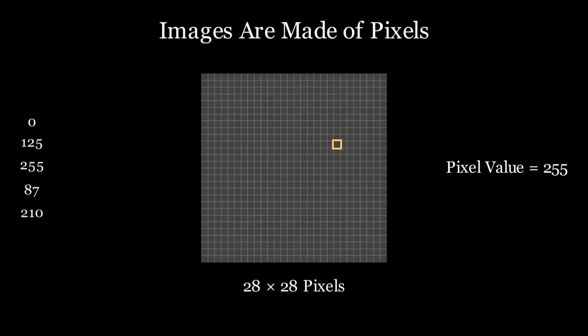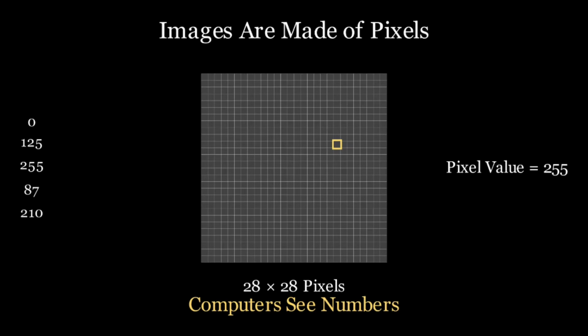Every pixel stores a numerical intensity value. A value close to 0 represents a dark pixel. A value close to 255 represents a bright pixel. Together, these pixel values form the image. To a neural network, a handwritten digit is simply a collection of numbers arranged in a specific pattern. The network's job is to learn patterns inside these numbers and determine which digit they represent.